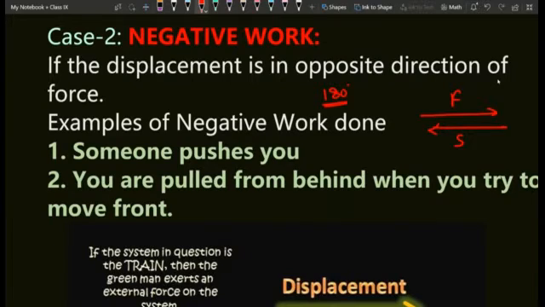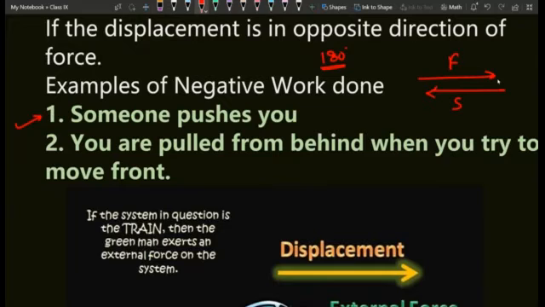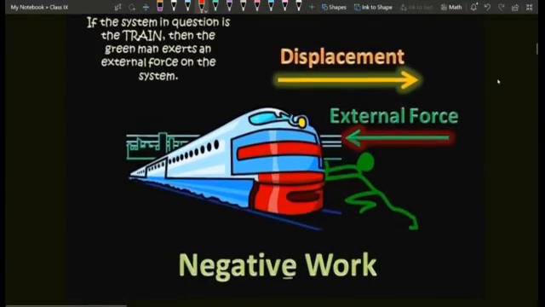So what are the examples of negative work done? If someone pushes you from behind and you want to stop, okay, you want to oppose that motion, that is an example of negative work. If you are pulled from behind and you are trying to move forward, that is also a situation of negative work done. So let us see these examples.